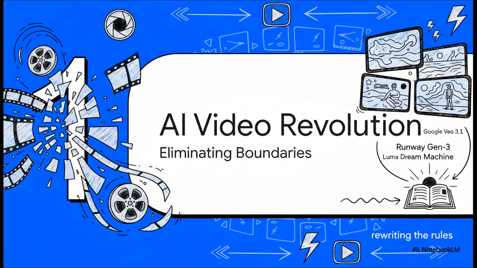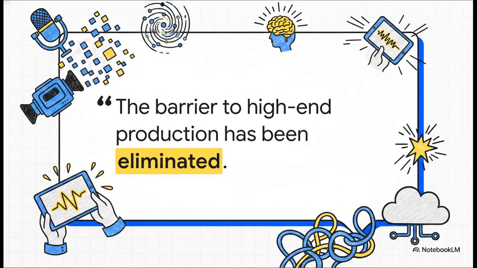Okay, jumping right into section 1, the AI video revolution, and how we're eliminating boundaries using powerhouse tools like Google Veo 3.1, Runway Gen-3, and Luma Dream Machine. There is a quote that brilliantly sums up our ultimate goal here. The barrier to high-end production has been eliminated. Think about what that actually means for you.